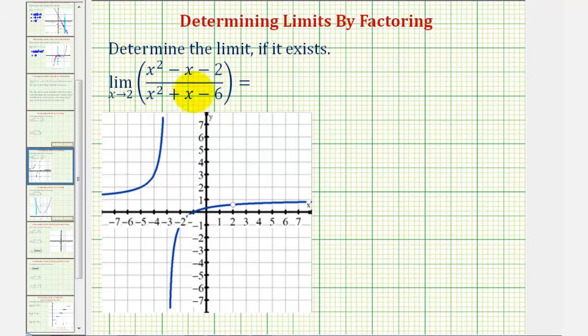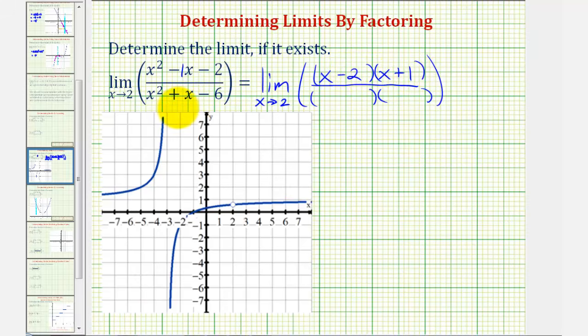So let's go ahead and factor the numerator and denominator to better understand the graph of this function. We'd have the limit as x approaches 2, and then the numerator is going to factor into two binomial factors, and so will the denominator. So to factor x squared minus x minus 2, we'll have x and x. The factors of negative 2 that add to negative 1 would be negative 2 and positive 1. And then for our denominator, we'd have x and x. And the factors of negative 6 that add to positive 1 would be negative 2 and positive 3.